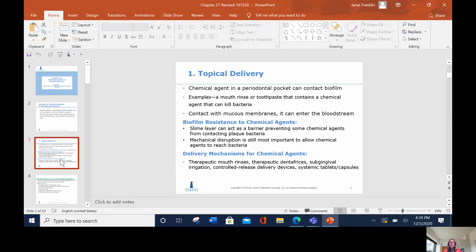In other words, brushing and flossing to mechanically disrupt biofilm would allow the chemical agent then to be able to go through the slime layer and attack the bacteria. Delivery mechanisms for chemical agents: you've got mouth rinses, dentifrices or toothpaste, subgingival irrigation, controlled release delivery devices, and systemic tablets or capsules.